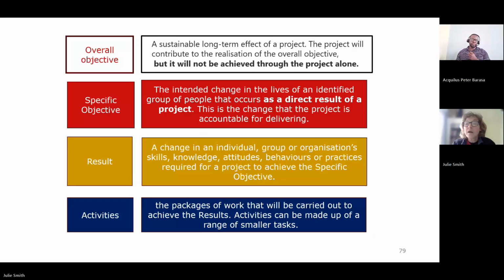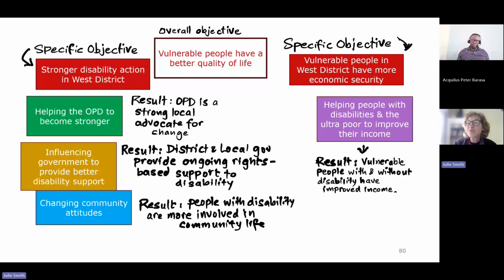Okay, so we have our objectives. Then we can start to write those as result areas. So rather than writing helping the OPD to become stronger, you write it as a result, which is something like the OPD is a strong local advocate for change. That's the result that you want at the end of the project, at the end of 3 years. And another result is district and local government will provide ongoing rights-based support to disability.